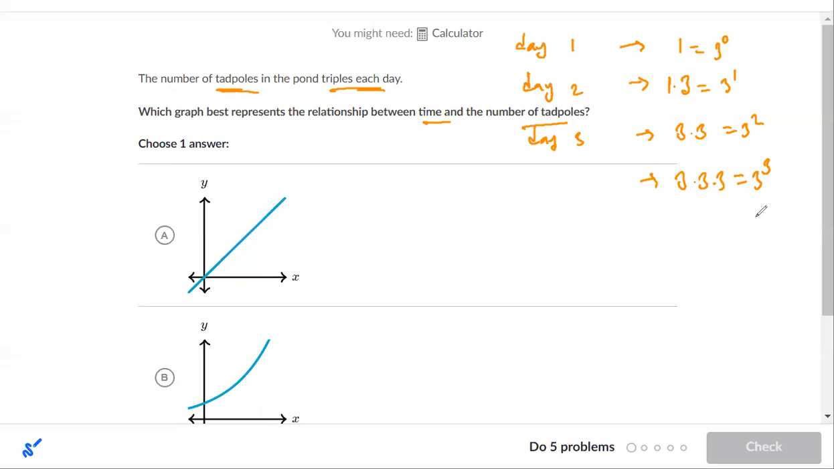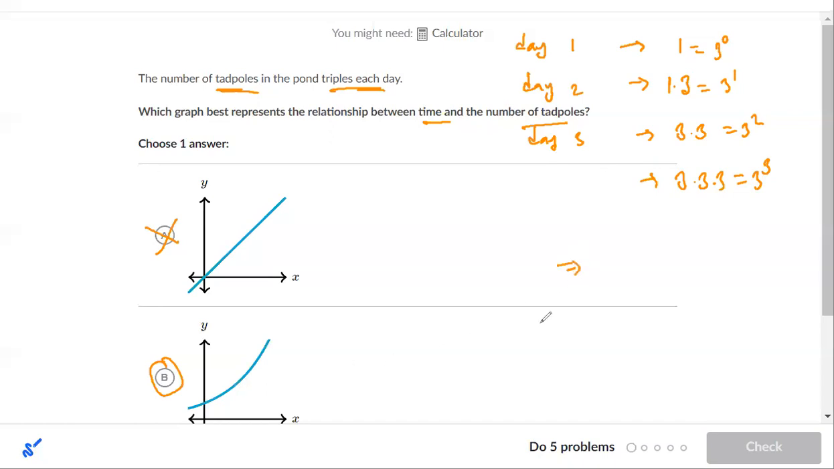But in terms of linear or exponential equations or functions, we say those are going to be exponential because you are just increasing the days by 1 when you move on to the next day, but the number of tadpoles is increasing by triple. That's not linear, so that is not going to be the answer. So that should be the answer. So you can see how that looks.